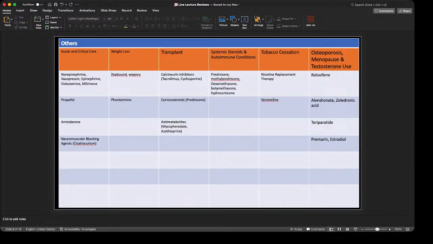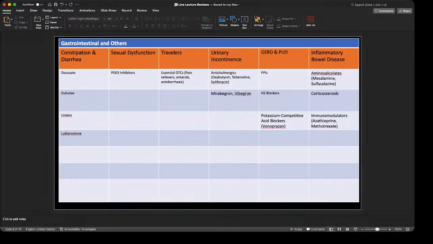Tobacco cessation, we already talked about it. Osteoporosis, menopause, and testosterone use. Those are informational uses, especially alendronate. You might see two strengths on these medications, one being once daily and the other once weekly, so note those differences there. And that's all I can think of here.